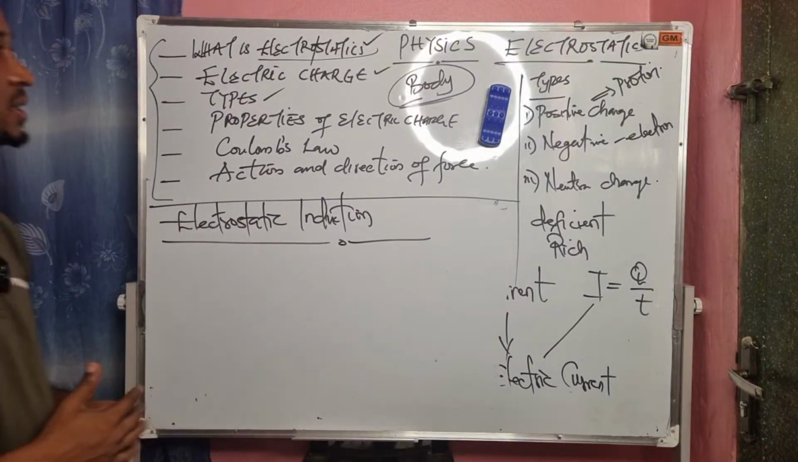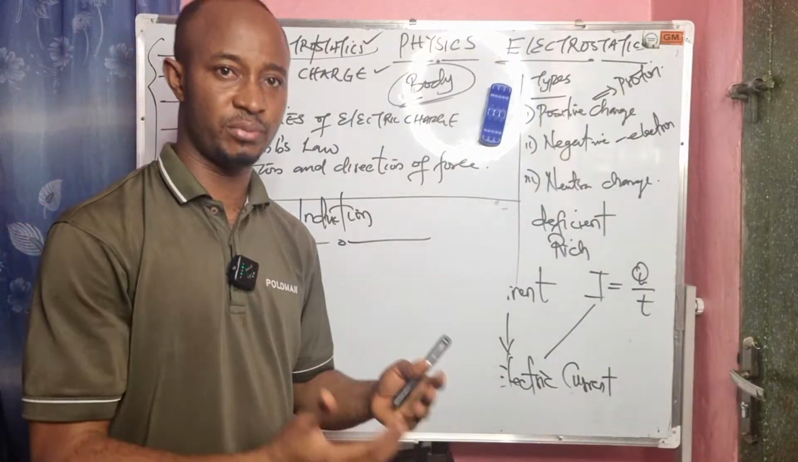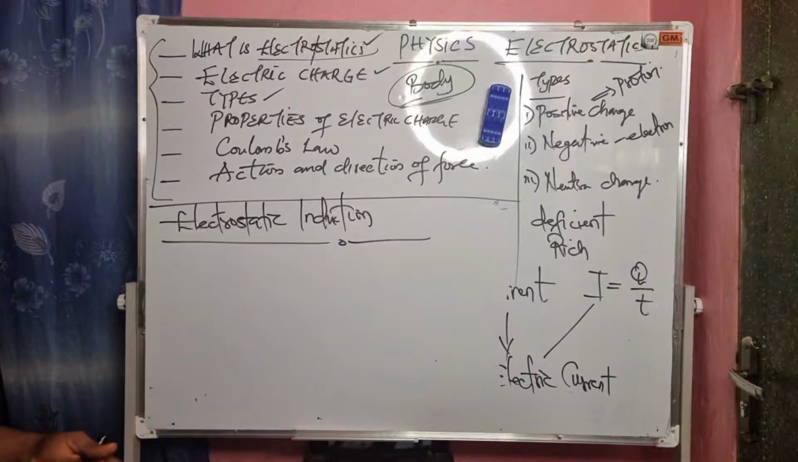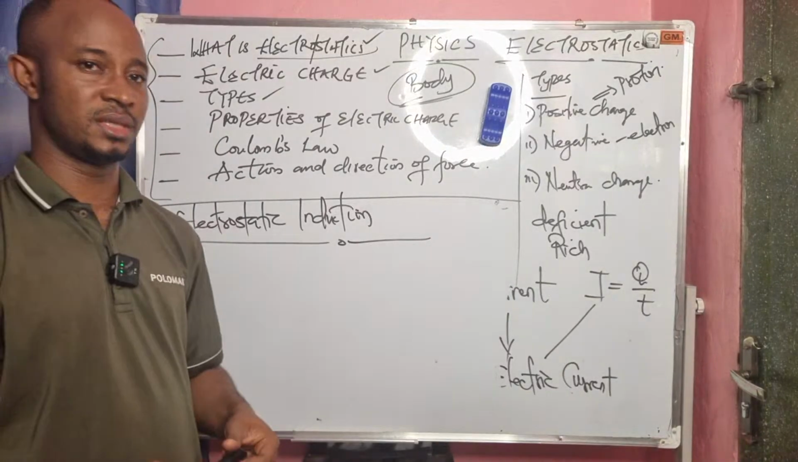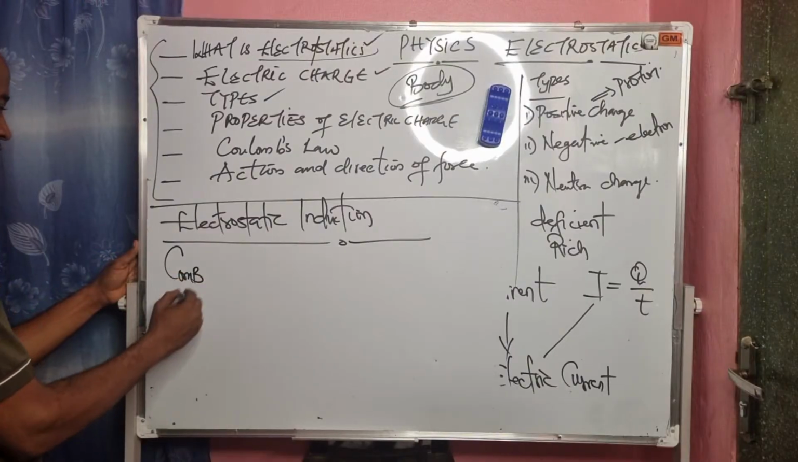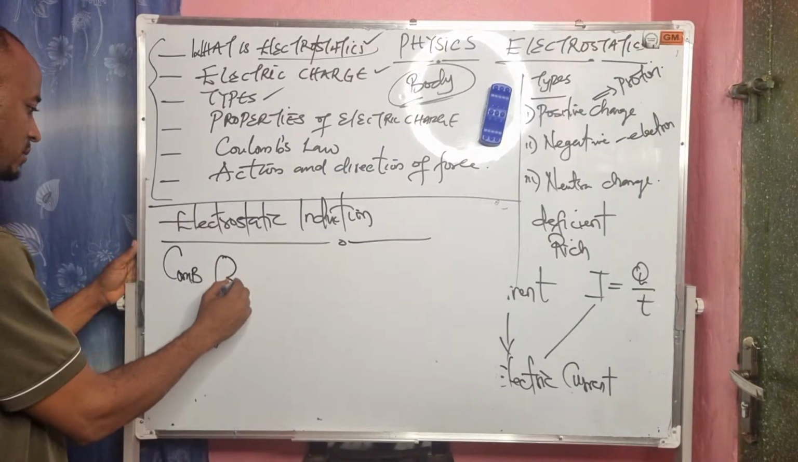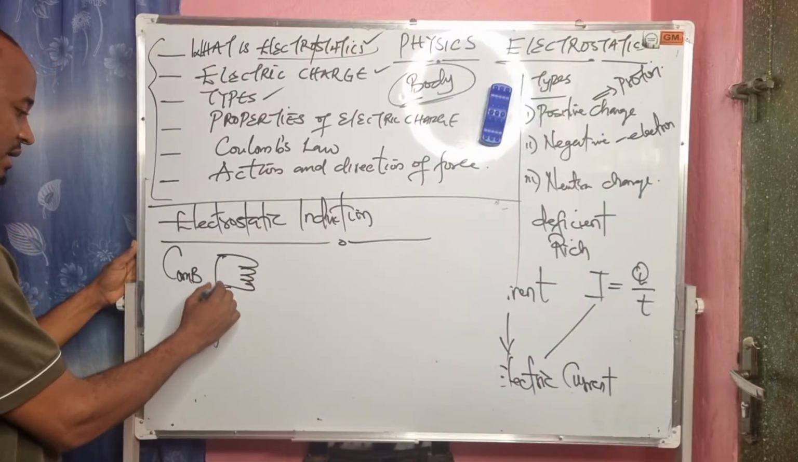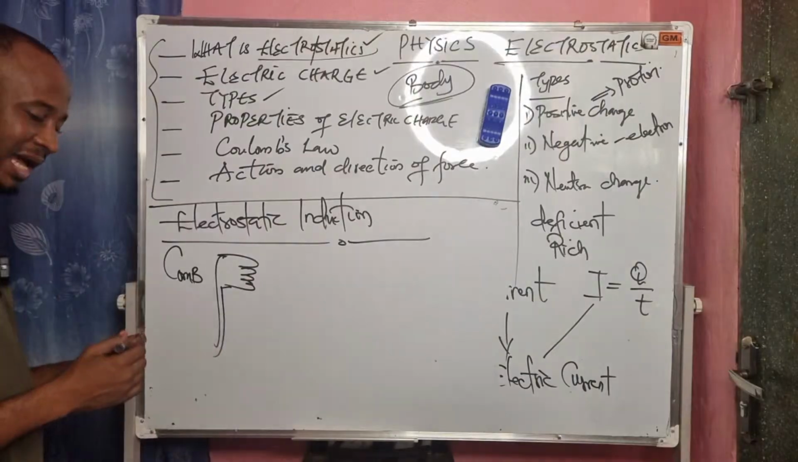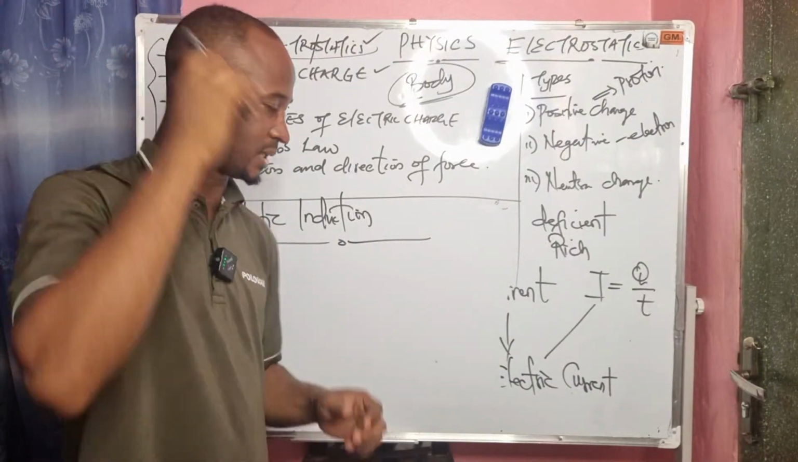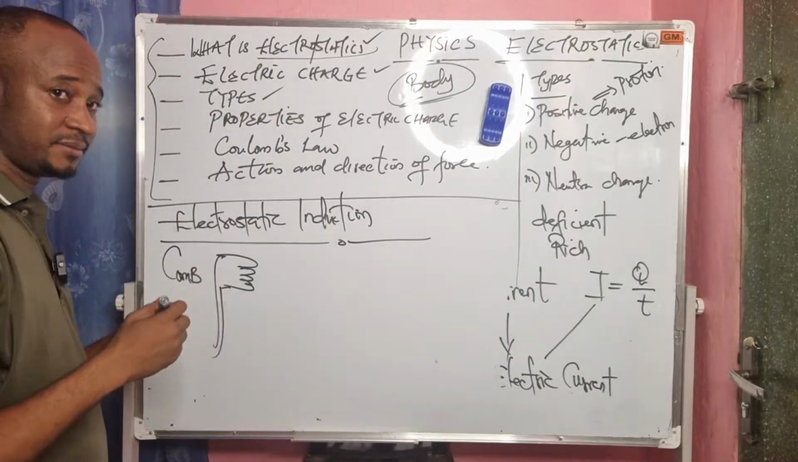I said when a body loses electrons, it becomes positive, right? But when a body accepts electrons, it becomes what? Negative. Now, if I have a comb, we all know a comb. Let's say I have a comb. This is a comb, for instance, and I rub the comb with my hair.